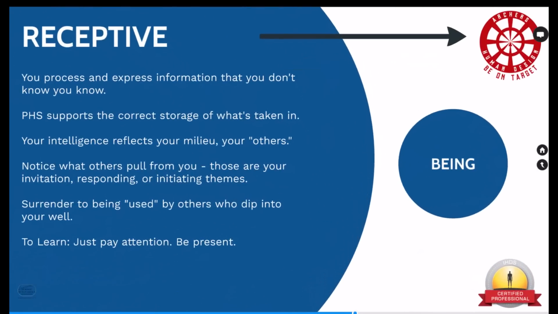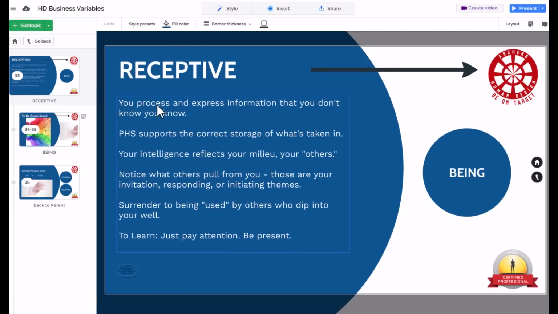Now, the receptivity of those of you who have a right-facing mind, the arrow, this is about you processing and expressing information that you don't know that you know. And I would like to remove the word process there, actually, because this is about not processing while you're taking in. Okay, it's not about processing while you're taking in.